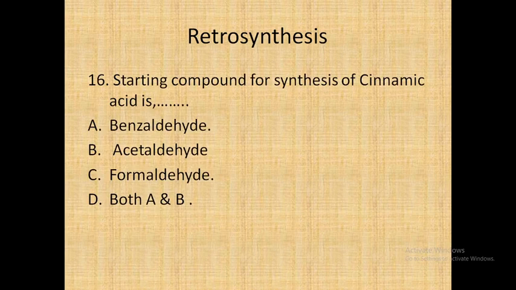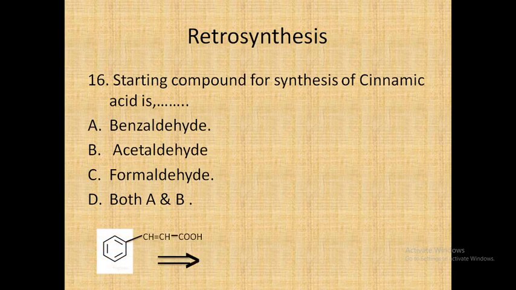The starting compound for synthesis of cinnamic acid is. So we have to synthesize cinnamic acid. What will be the options? Options: benzaldehyde, acetaldehyde, formaldehyde, and both A and B are given there. Okay. So for that you should first know the structure of cinnamic acid. So this is the structure of cinnamic acid. A benzene ring is attached to CH double bond CH.